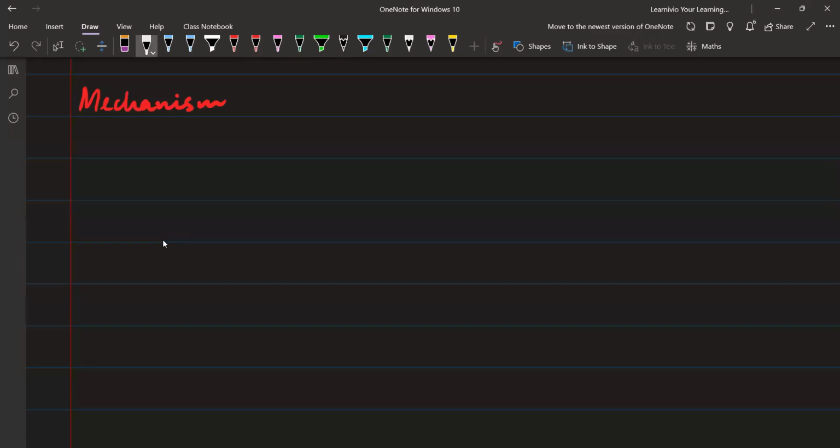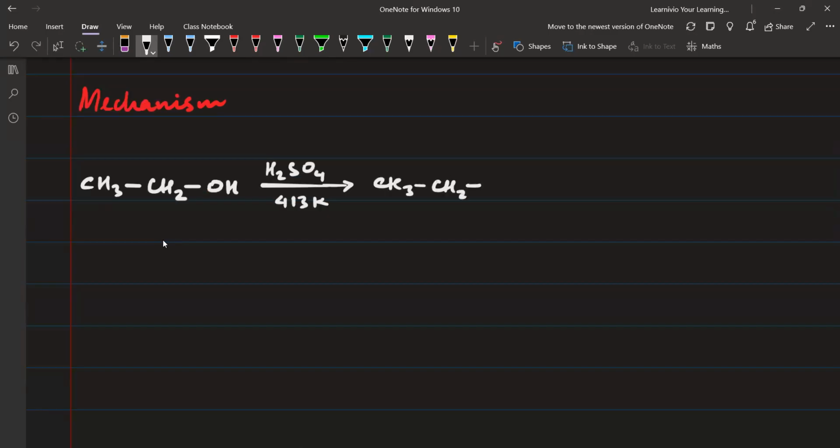Please write the mechanism. CH3CH2OH in the presence of H2SO4 at 413 Kelvin will give you CH3CH2OCH2CH3. Right? Now, the first step in this particular mechanism is the protonation of alcohol.